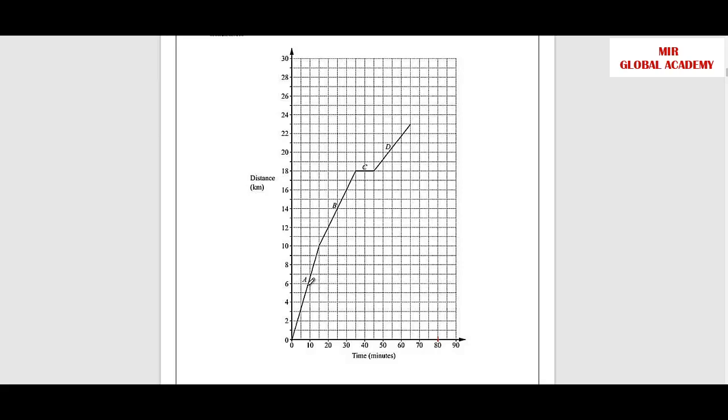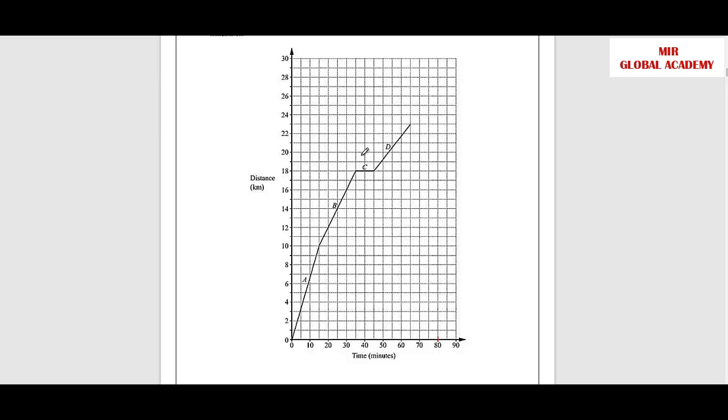This is journey A, the second part of the journey is labeled B, this is the third part of the journey labeled C, and this is the fourth part of the journey labeled D. The steepness of the graph is the gradient, and the gradient is speed. So we have to see which part of the graph is steeper.